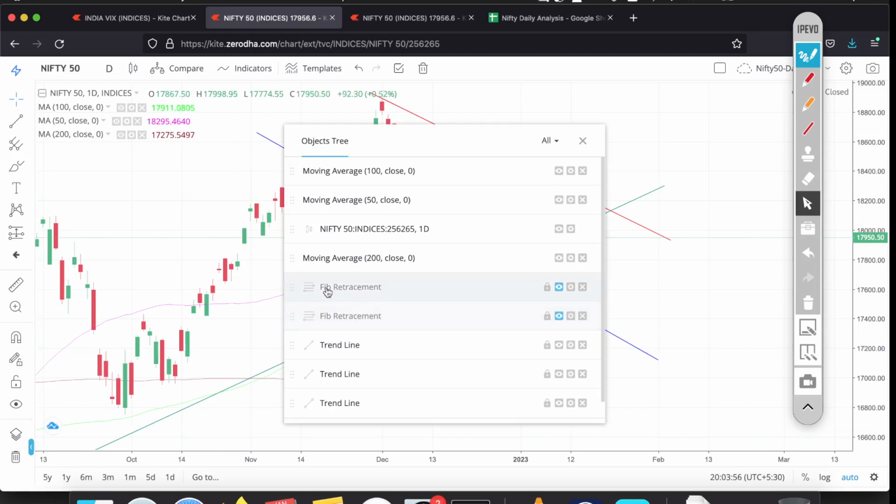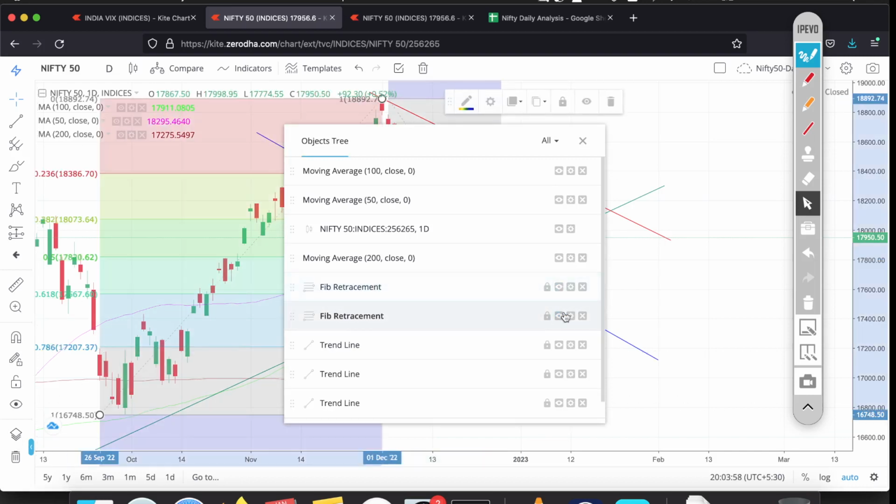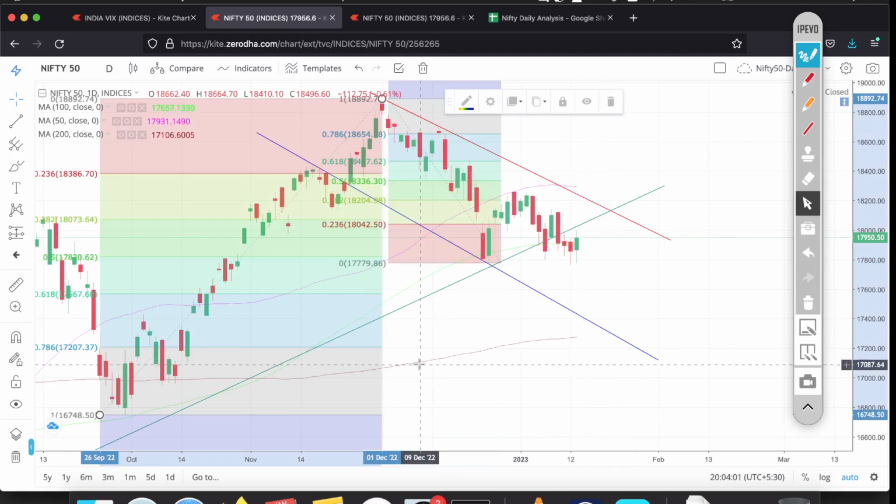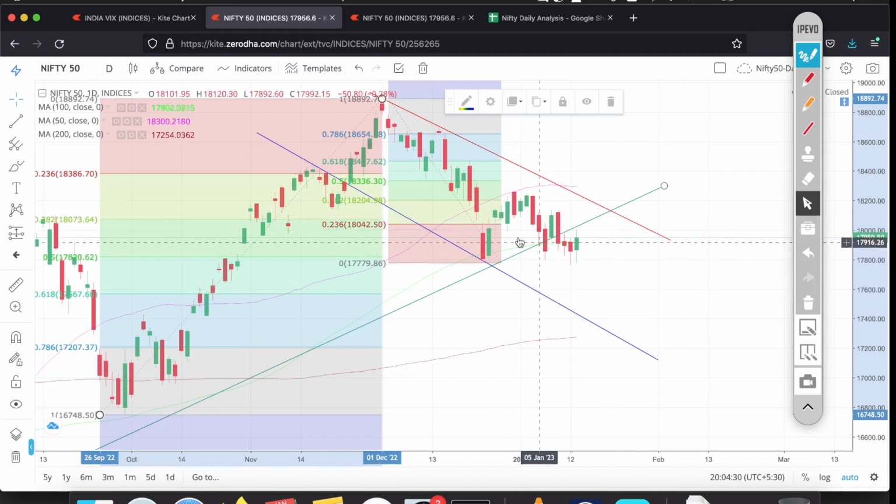Looking at Fibonacci retracements, let us see. For the retracement from December first highs, price is playing between the 38% level and the 50% level. So that is the 18,070, 18,080 level. Anyway, that is a longer term retracement.